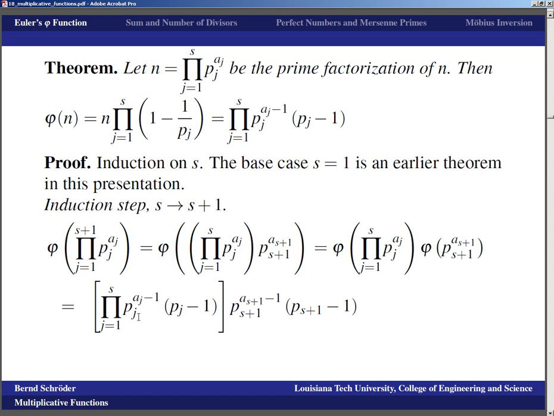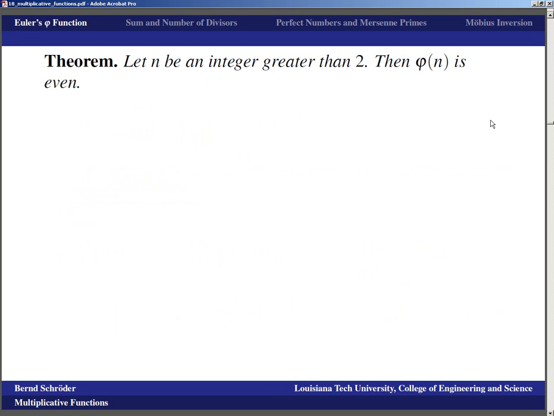Then we use the induction hypothesis, which is that phi of this product is actually the product of pj to the aj minus 1 times pj minus 1. And we also use the theorem, and we split off p(s+1) to the a(s+1) minus 1 times p(s+1) minus 1. And now, after we combine the products, it is written exactly as it should be in the statement there. And that's already that.